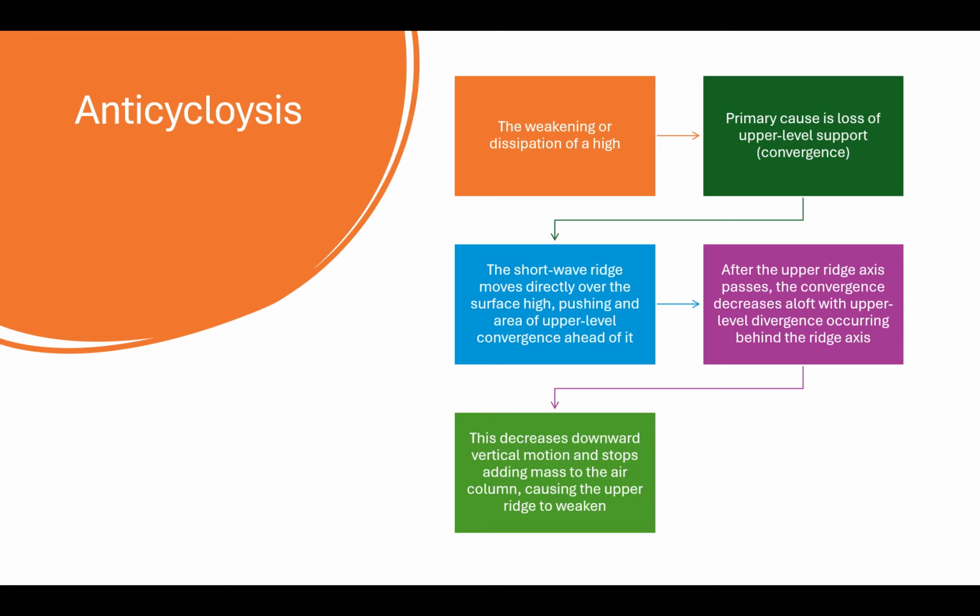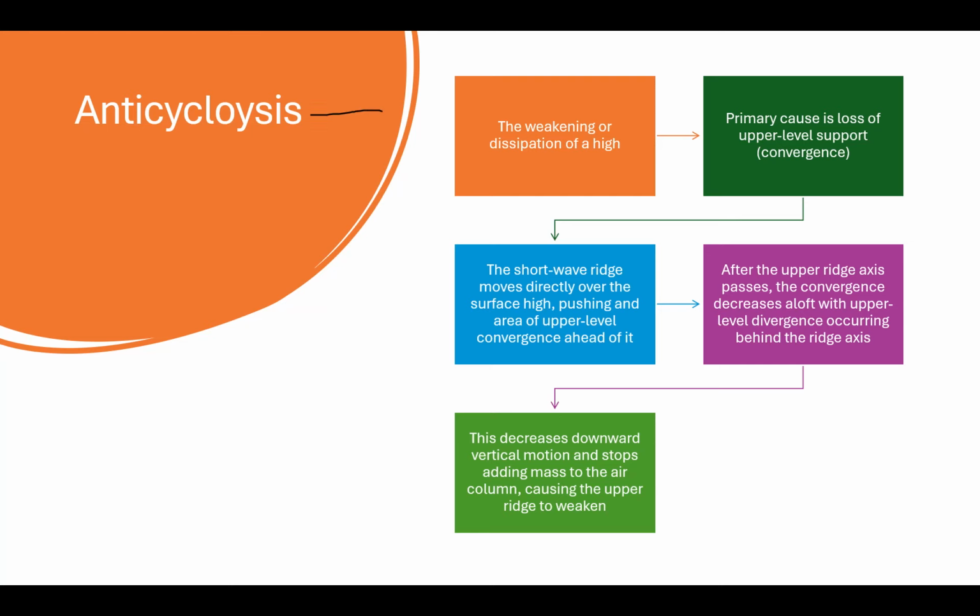The short wave ridge moves directly over the surface high, pushing an area of upper level convergence ahead of it. But after that upper ridge axis passes, the upper level convergence is going to decrease in magnitude aloft, with upper level divergence occurring behind that short wave ridge axis. This decreases the downward vertical air motion and stops adding mass to the air column, causing the upper ridge to weaken. So this is a lot to digest. Let me draw this out and it'll make more sense.